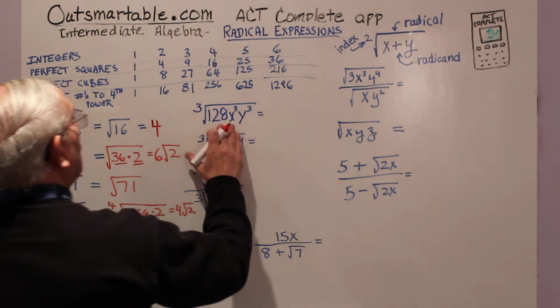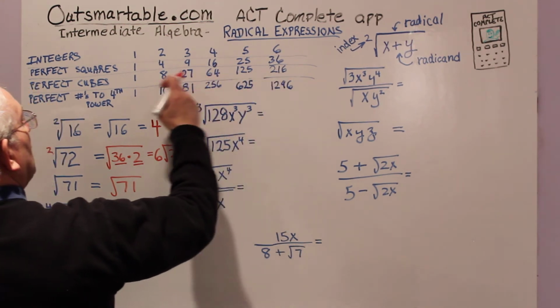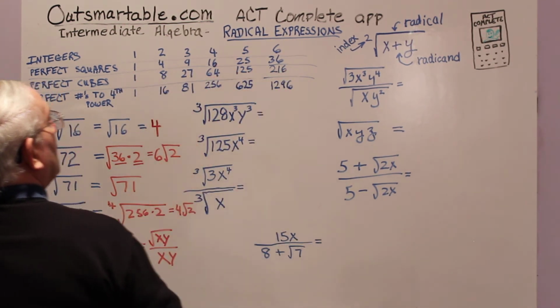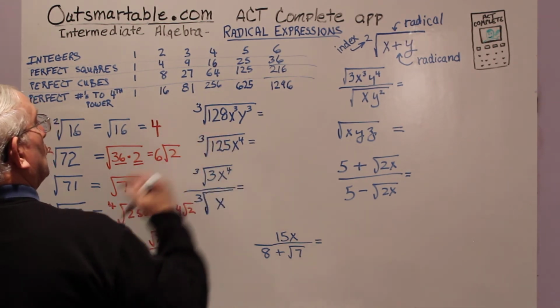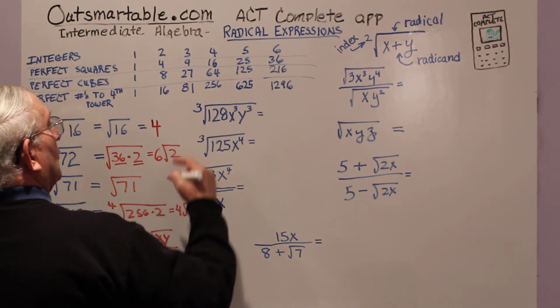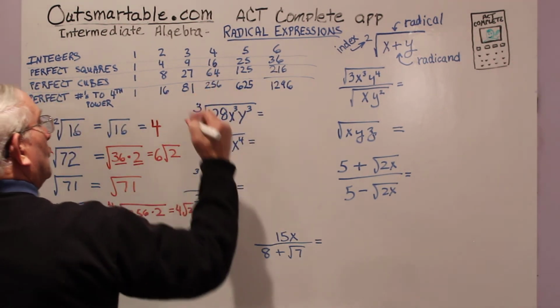How about the cube root of 128? Do you see 128 anywhere in this row? Doesn't have a perfect cube root. Do you see something that is a factor of 128 that is in this perfect cube row? 64 is correct.